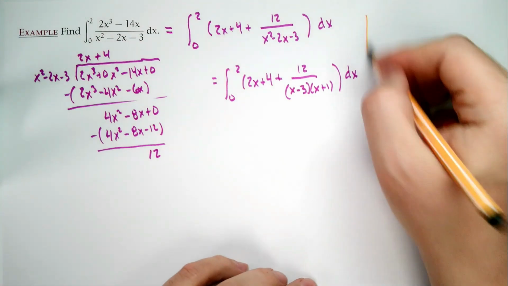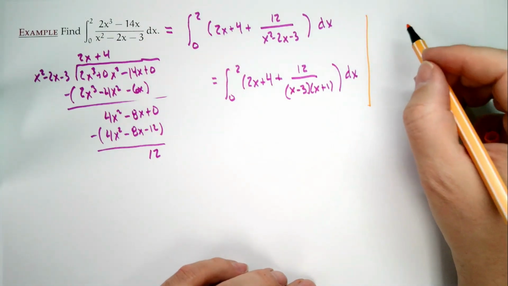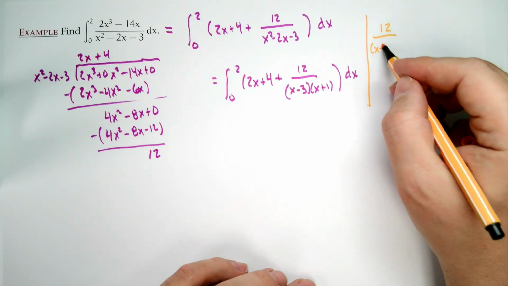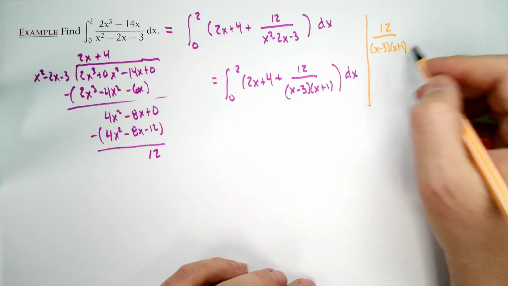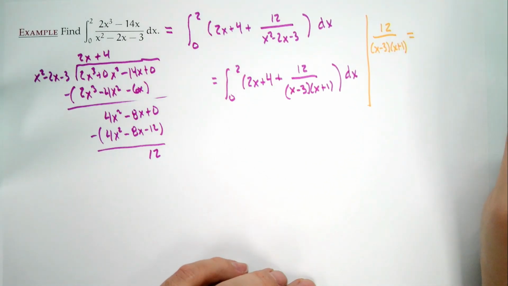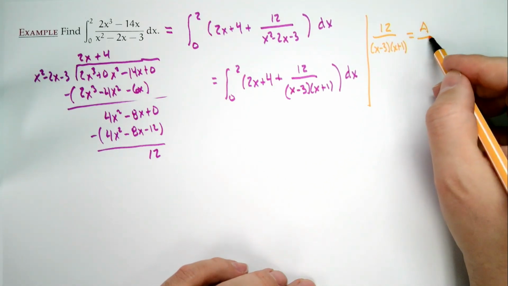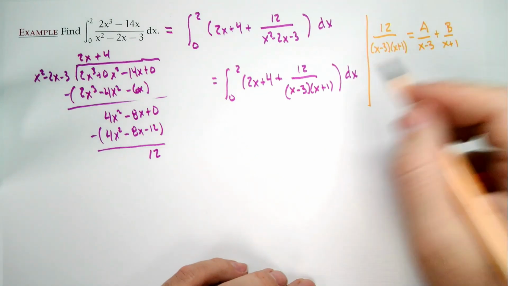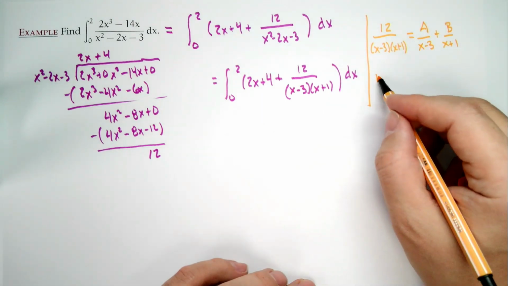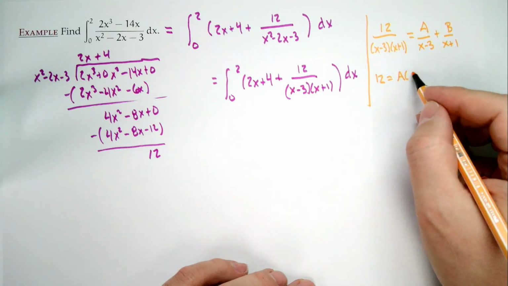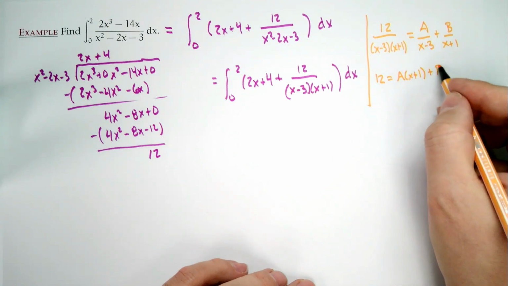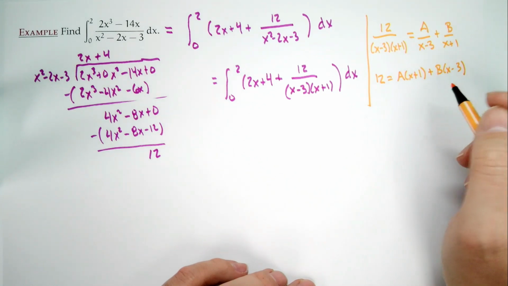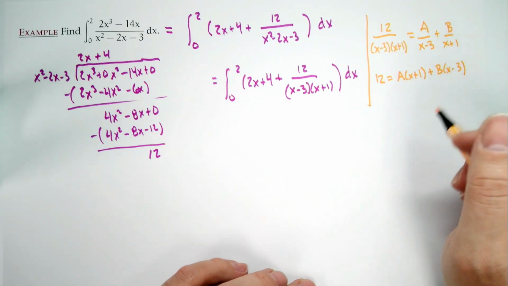So off to the side we go. So what do we have? We have 12 divided by x minus 3 times x plus 1 equals, now the important thing is to remember the form. So a over x minus 3, b over x plus 1. Clear your denominators. 12 equals a times x plus 1 plus b times x minus 3. And now, well, solve for a and b.